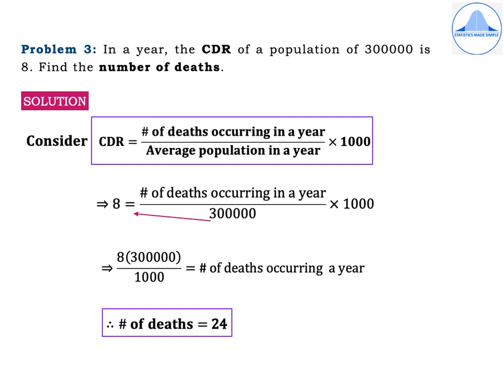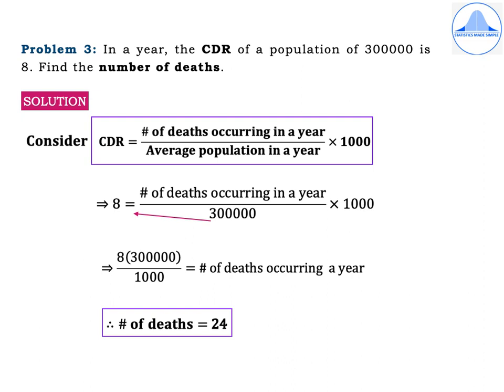Problem 3. In a year, the CDR of a population of 3 lakhs is 8. Find the number of deaths. Solution: consider CDR is equal to number of deaths occurring in a year divided by average population in a year into 1000. So which implies 8 is equal to number of deaths occurring in a year divided by 3 lakhs into 1000.